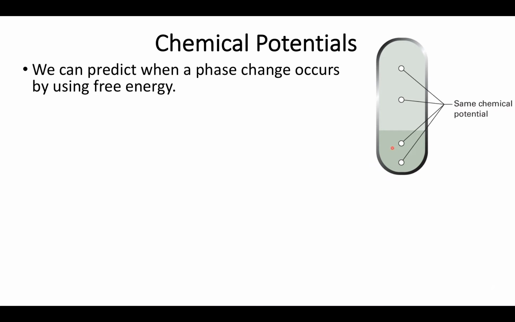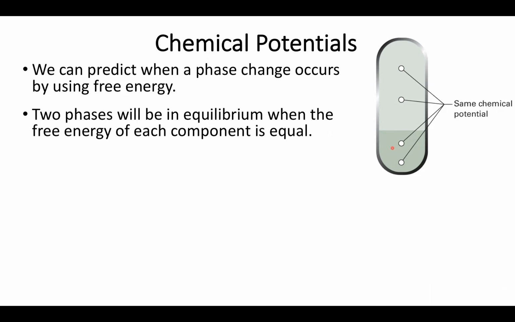So one of the big things that we can remember is that the two phases are going to be in equilibrium when the free energy of each component is equal. So if I have a liquid and a gas, if the free energy of these two species is identical, then it means it's going to be equally favorable to go from liquid to gas or gas to liquid, which will keep the whole system in equilibrium. And so in order to try and predict when a phase transition occurs, we can simply just look for the point at which these two free energies are equal.